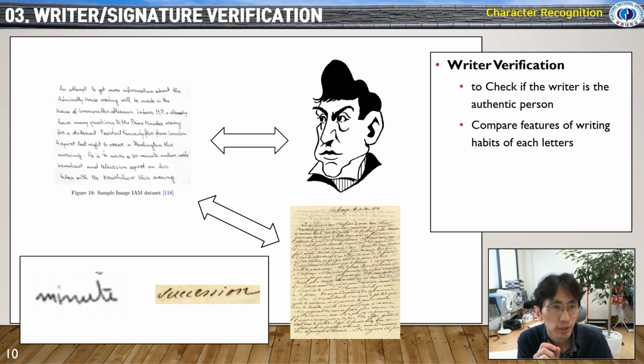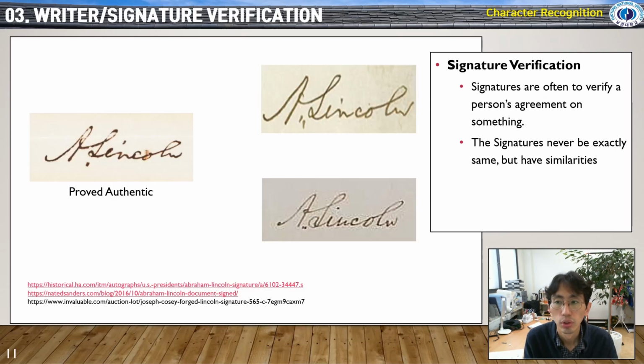We also compare signatures, because in many cases signatures are used to verify a person. Signatures are often used to verify a person's agreement on something. So we write the document and then sign at the bottom of the document, right? Which proves that I read everything and I approve it. But sometimes bad people try to forge our signatures as if they are me, the authentic person.